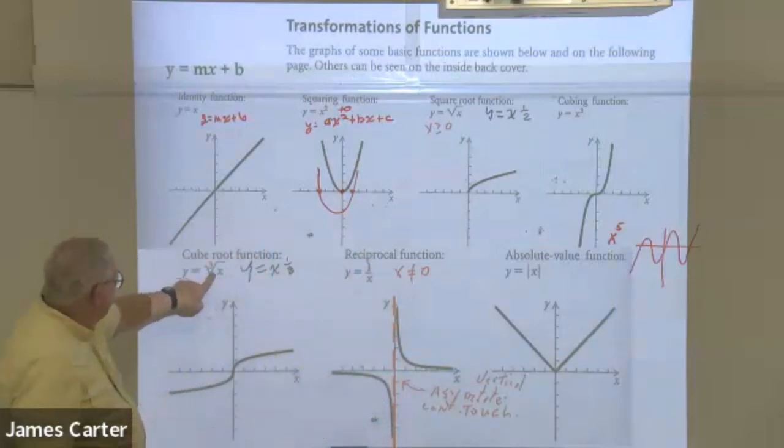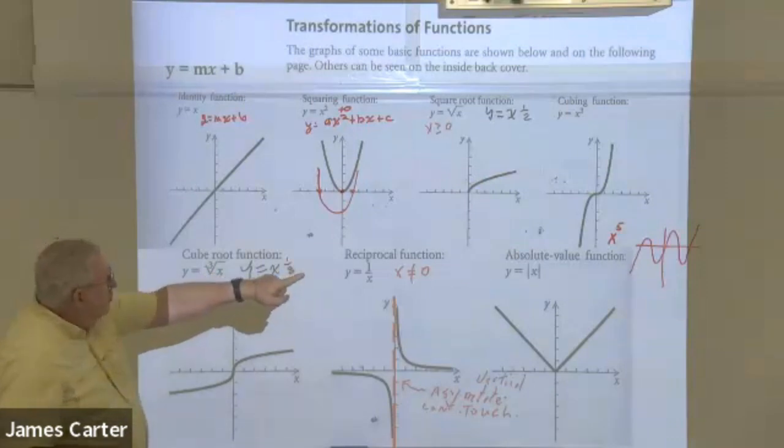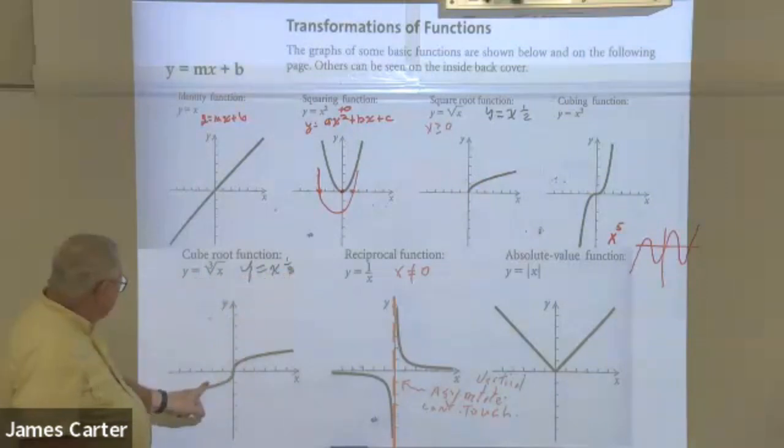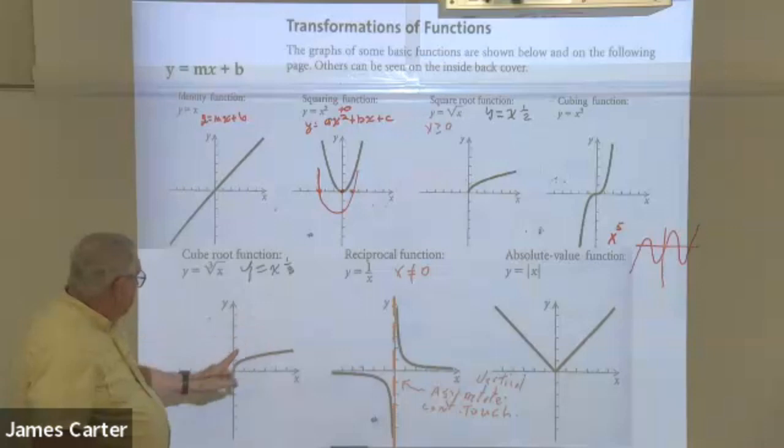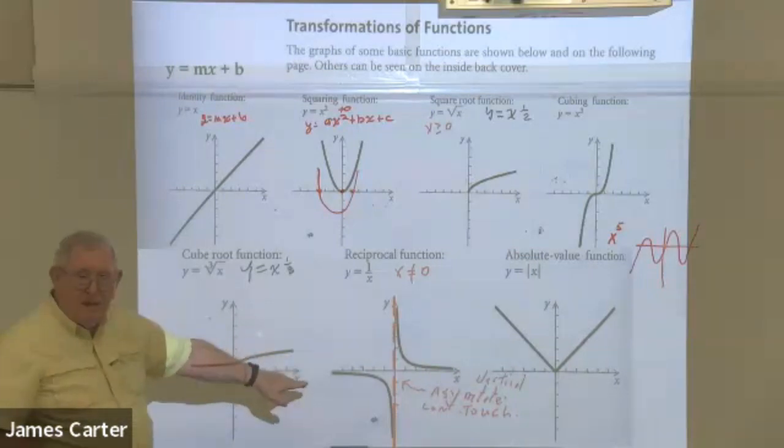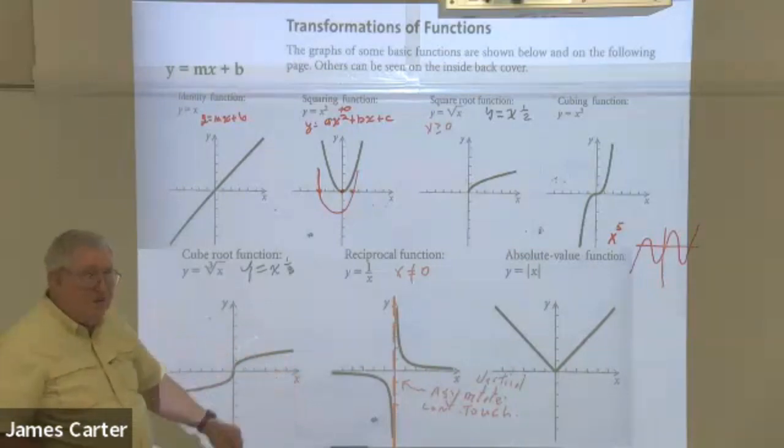Here, cube root of x. Cube root of x is kind of the same shape, except it's actually the reciprocal.